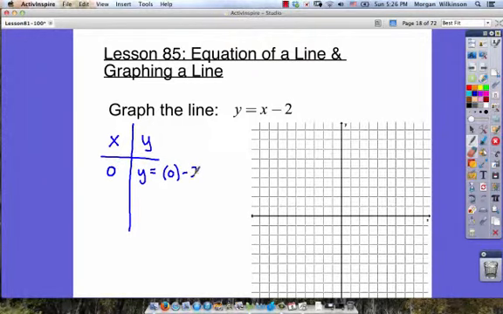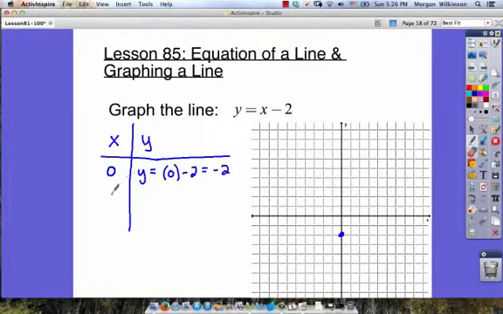0 minus 2 is equal to negative 2. So we've got our first point. Our first point is when x is 0, y is negative 2. Remember, the x-axis always comes first. It's going back and forth horizontally. The y-axis comes second, going up and down vertically.